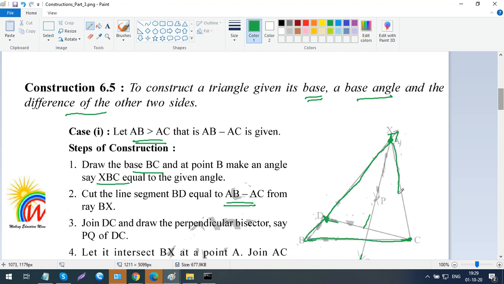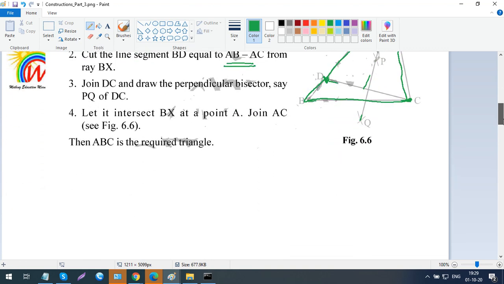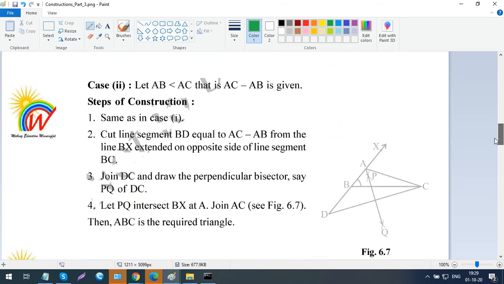Understood? So now what if AC was greater than AB? Then in that case you come to the second thing. So if AC is greater than AB, the first thing is the same. You draw the BC as usual. See, I have drawn the BC. Then you draw the angle also, as in the first case. Now you take AC minus AB, whatever measurement is there.